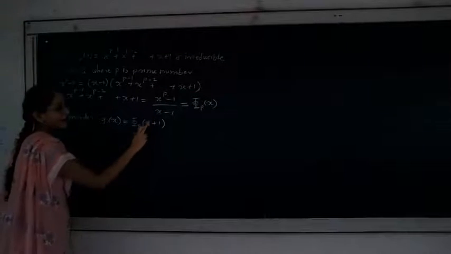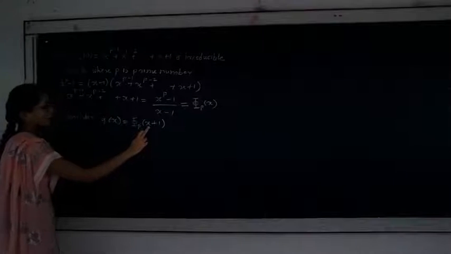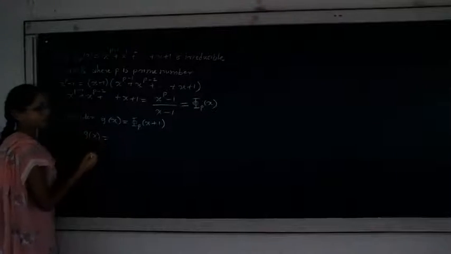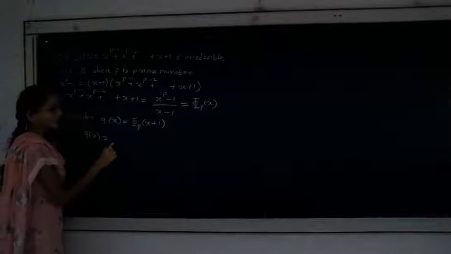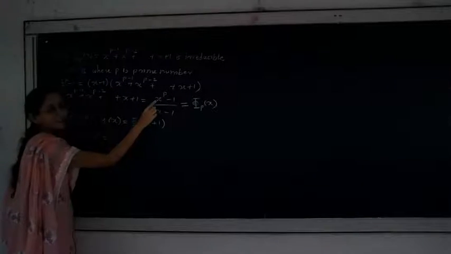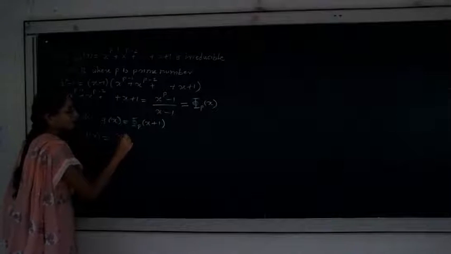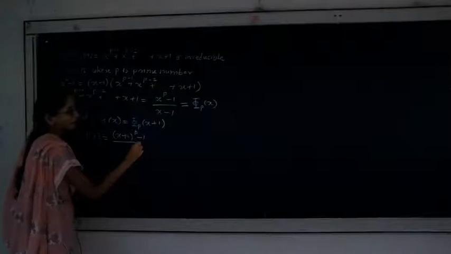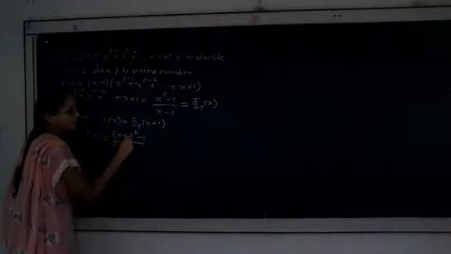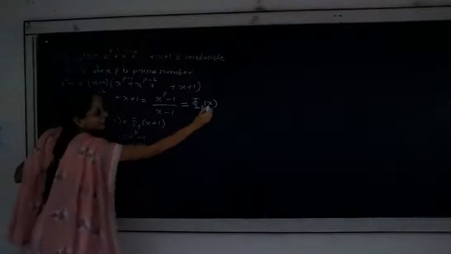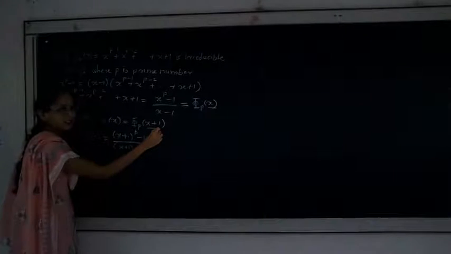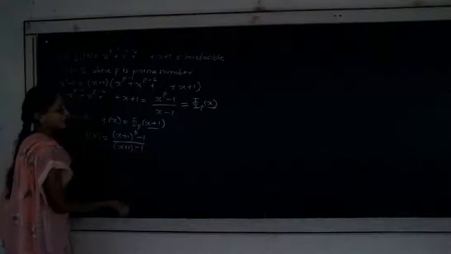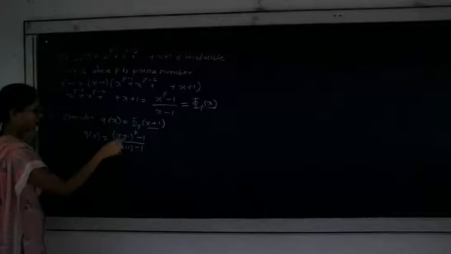Now replace x by x plus 1 here. Therefore, we obtain the expression for g of x is equal to, replacing x by x plus 1, (x plus 1) raised to p minus 1, divided by x plus 1 minus 1. We are replacing x by this x plus 1. Now we solve this expression.